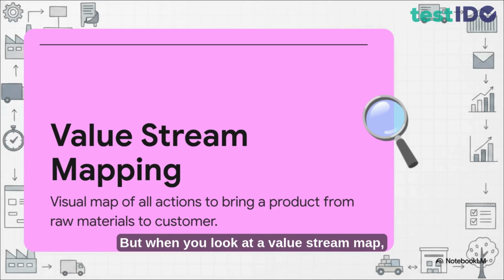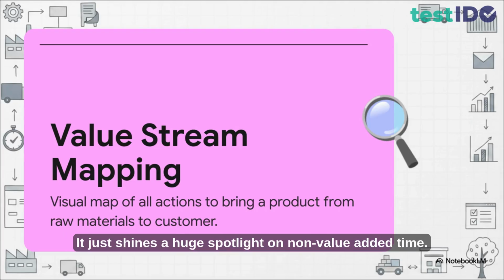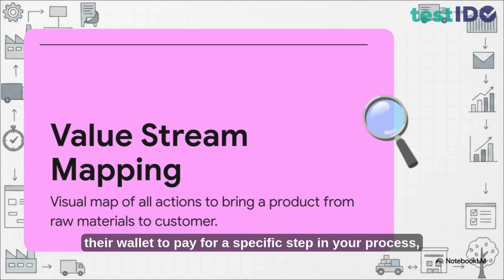But when you look at a value stream map, you aren't just looking at a boring flowchart. It's basically like putting on X-ray glasses. You can instantly spot the bottlenecks, those annoying idle waiting times, and any wasted physical movement. It just shines a huge spotlight on non-value added time. And remember our golden rule? If the customer wouldn't willingly open their wallet to pay for a specific step in your process, it's waste. VSM just helps you target it so you can eliminate it.